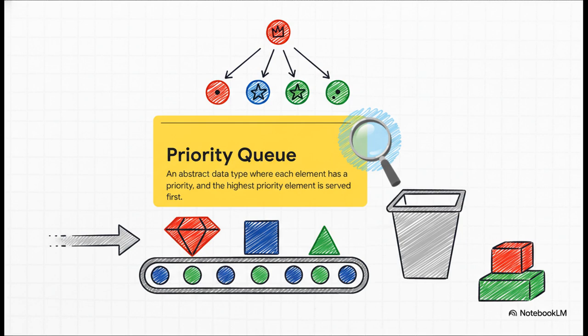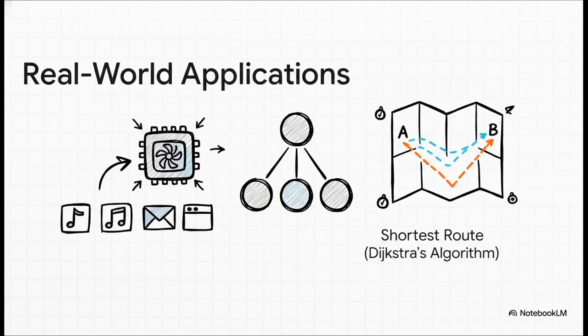And it's exactly what it sounds like. It's a queue that doesn't care who got in line first, it only cares about who has the highest priority. A heap structure makes sure that the most critical item is always right there at the top, ready to go. No searching, no sorting through the whole list, it's just there. And believe me, this isn't just some abstract theory.